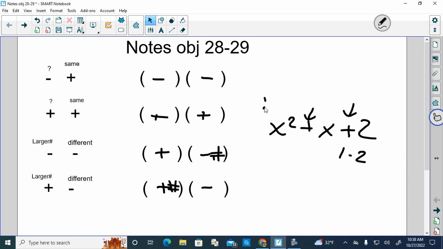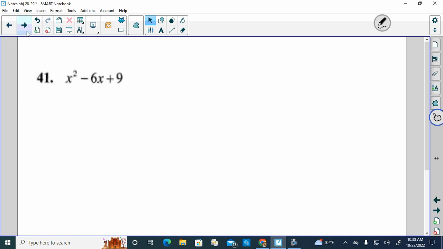Plus means same. Same what? You look at the next one over. If it ends in a negative, it means the signs are different. One's a positive, one's a negative, and then whatever factor you're plugging in to make it work, you're going to put it behind whatever the sign of your second term is.